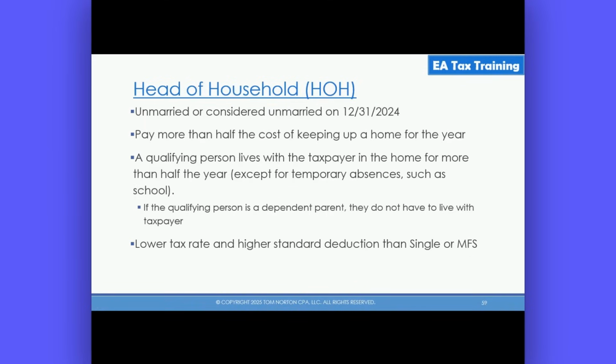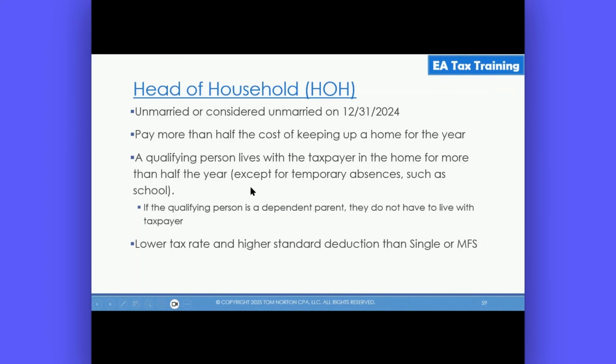Next filing status is head of household. To be head of household, you have to be unmarried on December 31st, 2024. You can also see this called considered unmarried. So let's set that aside for a moment. We'll talk about that. But for now, you have to be unmarried on December 31st, 2024, you have to pay more than half the cost of keeping up a home for the year. You have to have a qualifying person that lives with you in the home for more than half the year. Now, they do not count temporary absences against you.